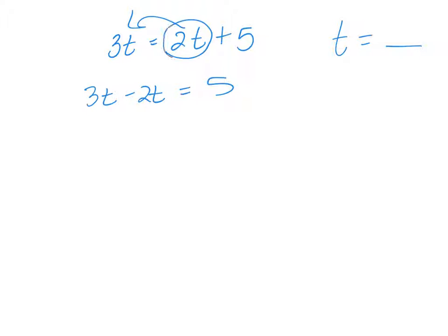This is a positive 2t. When it crosses the bridge, it turns to a negative 2t. So I just do it like that. If you want to do it your way, that's fine. Quit touching it. And so now 3t minus 2t is t, and t equals 5, and that is your answer.